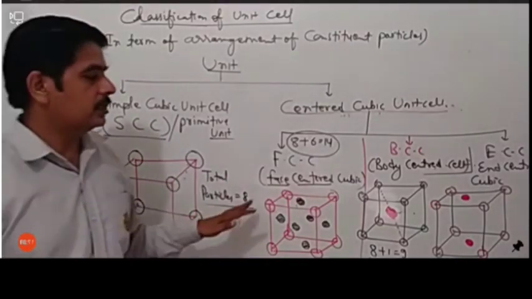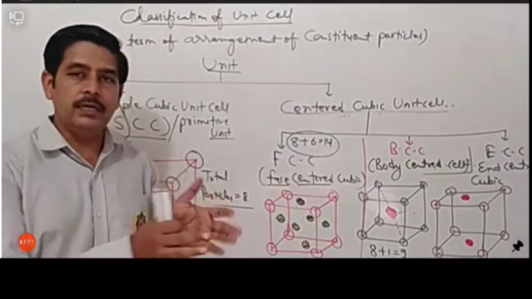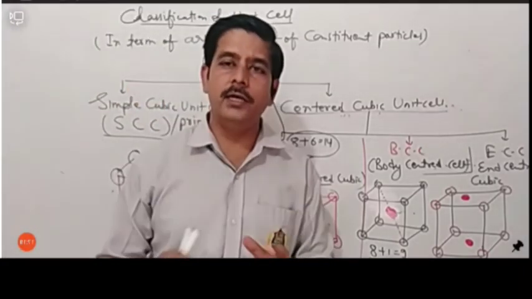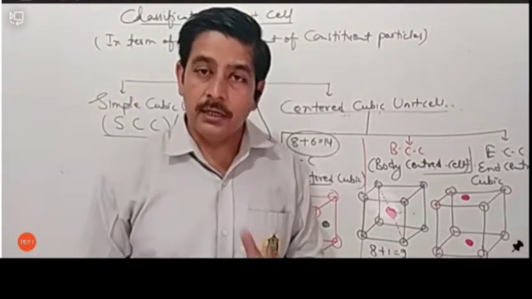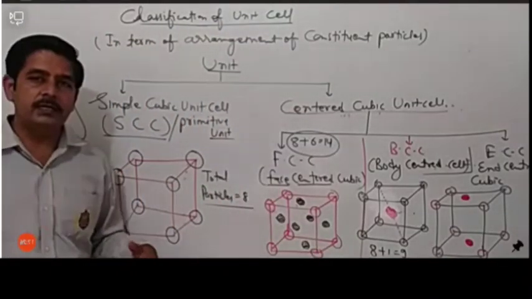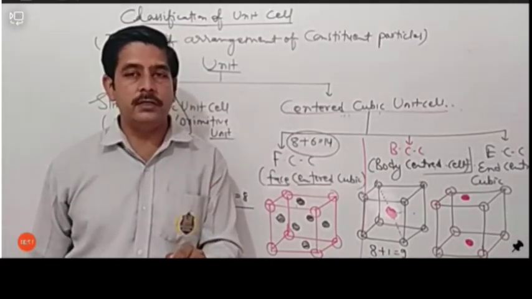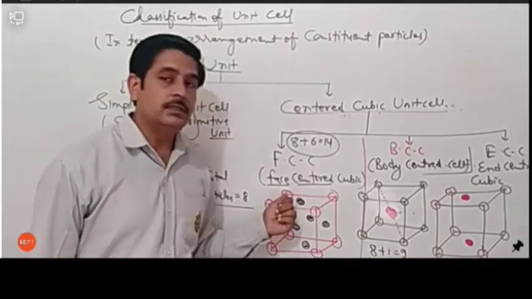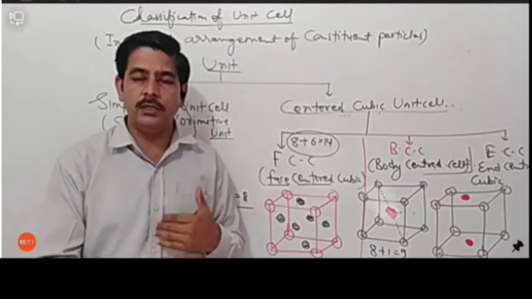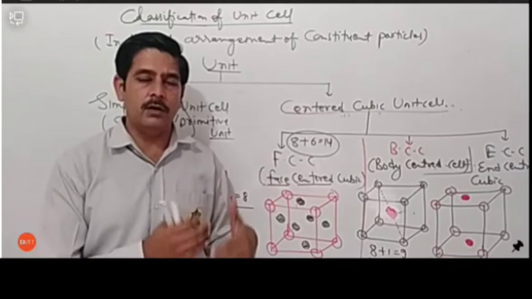But this counting of particles is based on a single unit cell, when it is isolated, when it is not present in a crystal lattice. In that case, we have counted the number of particles. But we know that these unit cells are present in a crystal lattice. And when these unit cells are present in a crystal lattice, these particles can sometimes be shared with the other unit cell. They share themselves with other unit cells as well. So that's why the counting becomes different.